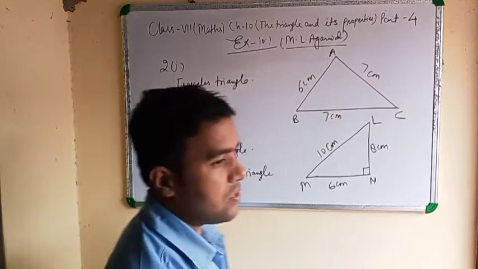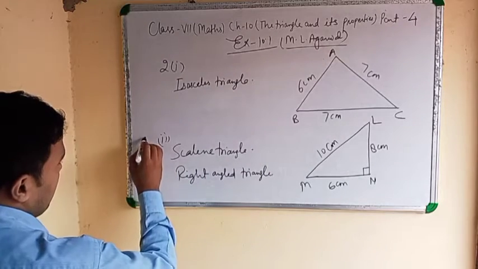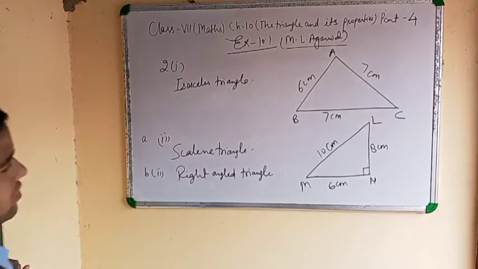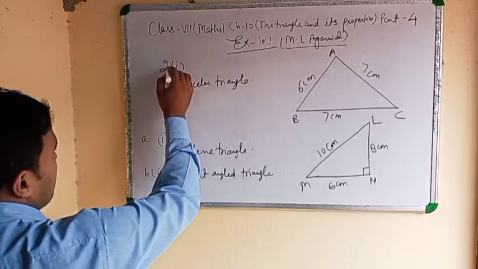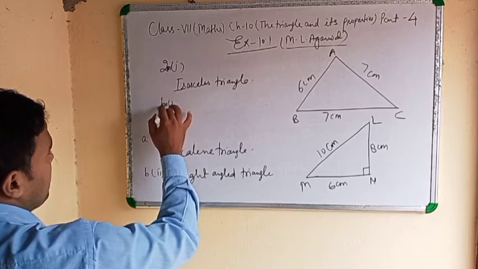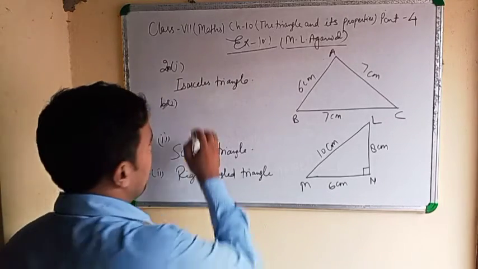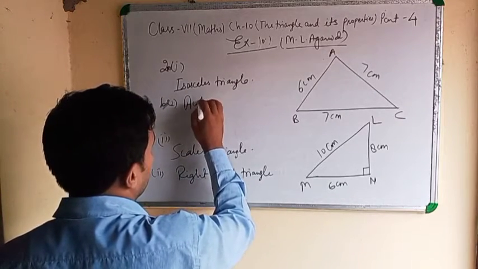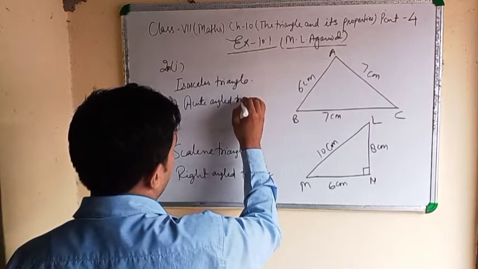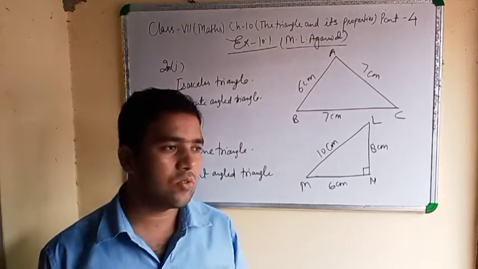Clear? Means it is second A, second it is B, second part. It is the second A first part and B first part, I am sorry. According to B, on the basis of angle, it is an acute angle triangle. Acute angle triangle means angles between 0 to 90 degrees.